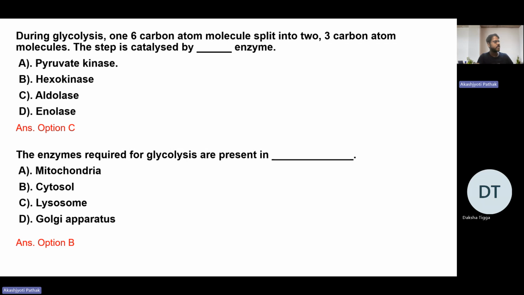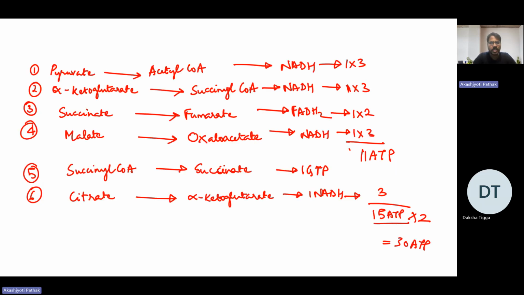That step was catalyzed by which enzyme? Aldolase. So remember that step. That is an important step. Your aldolase is catalyzing the conversion of fructose 1,6-bisphosphate to glyceraldehyde 3-phosphate and dihydroxyacetone phosphate.